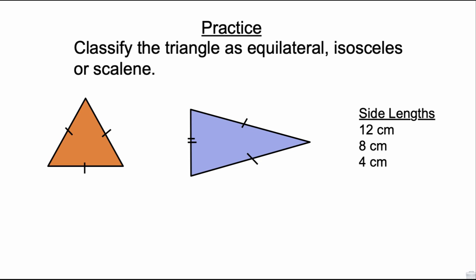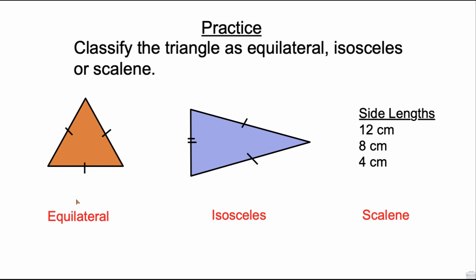Let's go ahead and get some practice in. We're going to classify the triangle as equilateral, isosceles, or scalene. I have two pictures, and then I have one with just the side lengths that you can determine what it is by just thinking about those sides and what they mean. All right, go ahead and pause your video, and when you have your answers, play to see if you got them right.